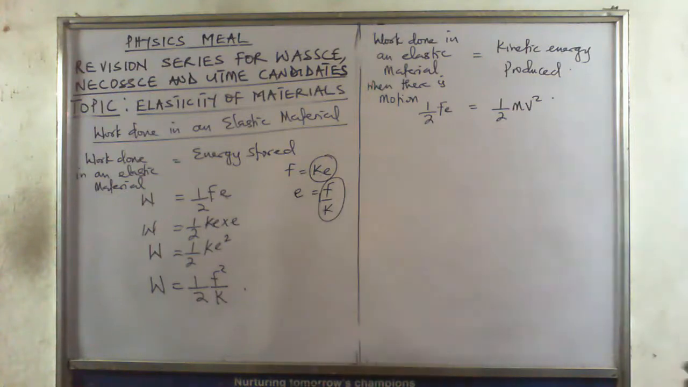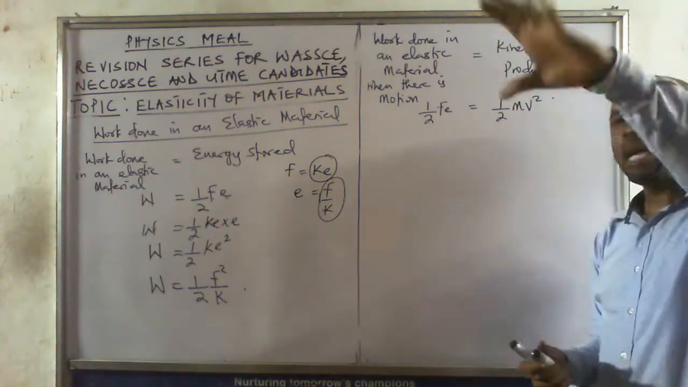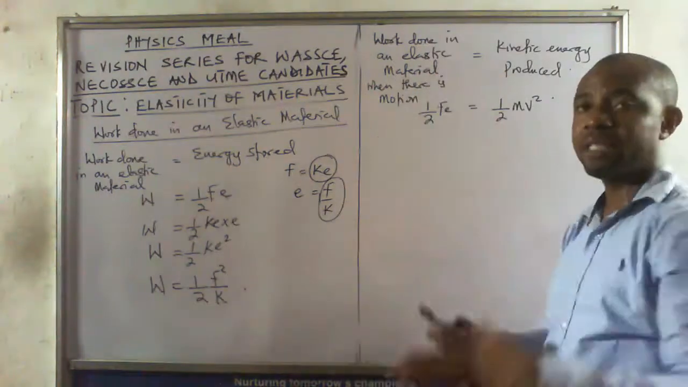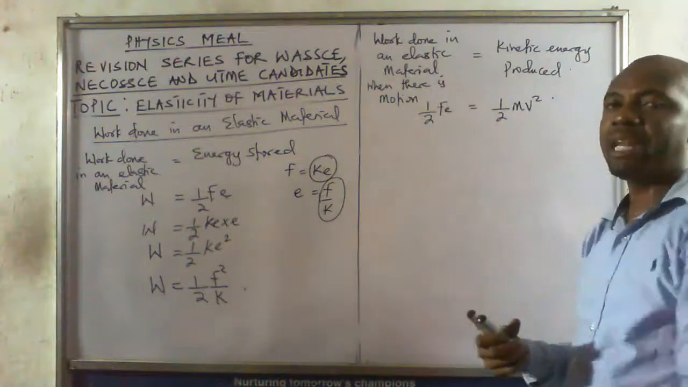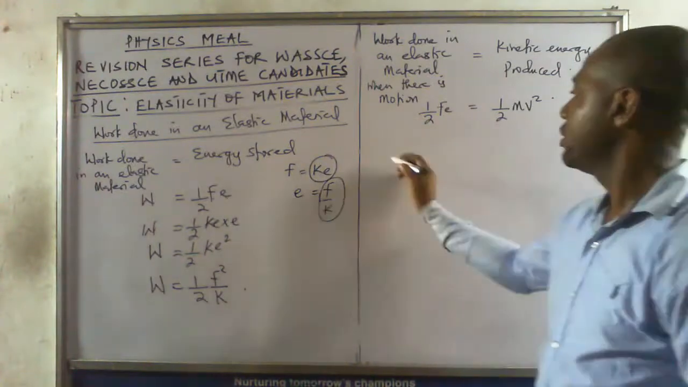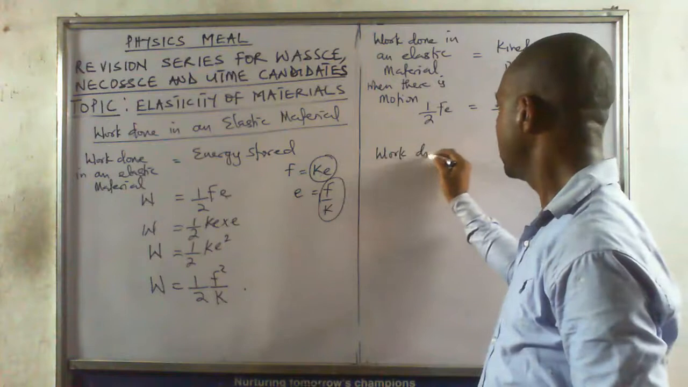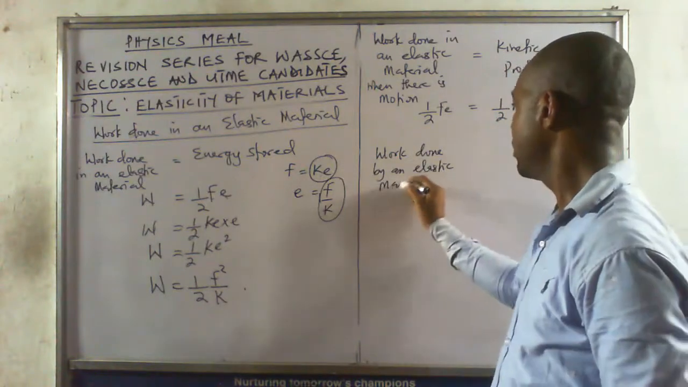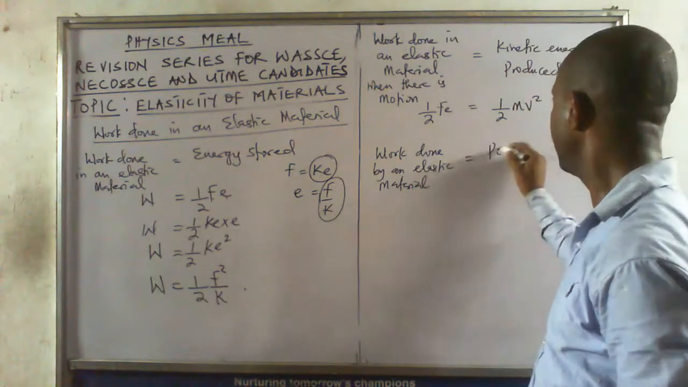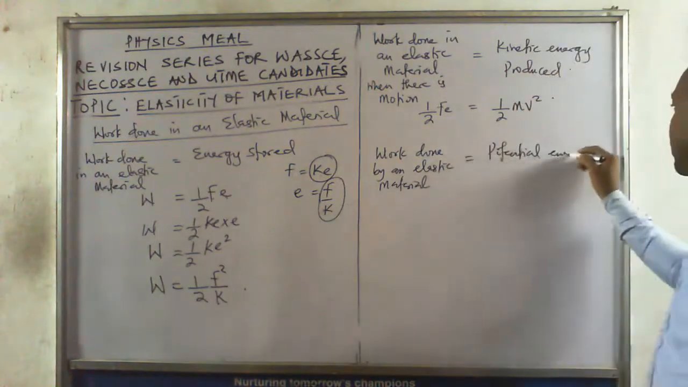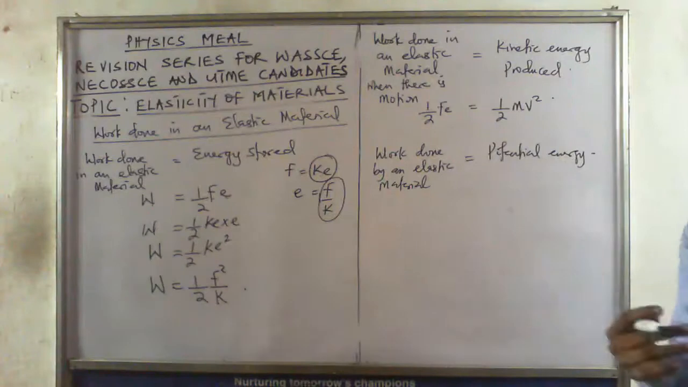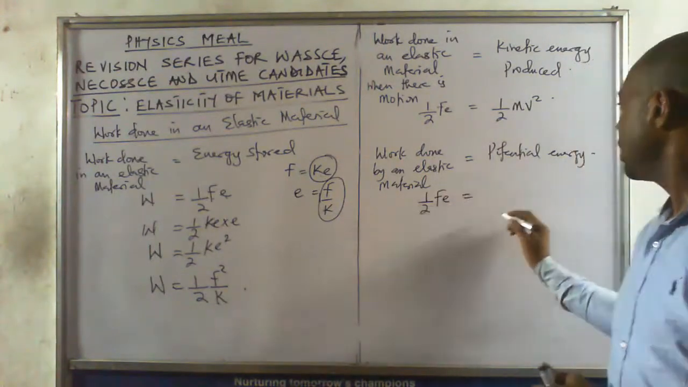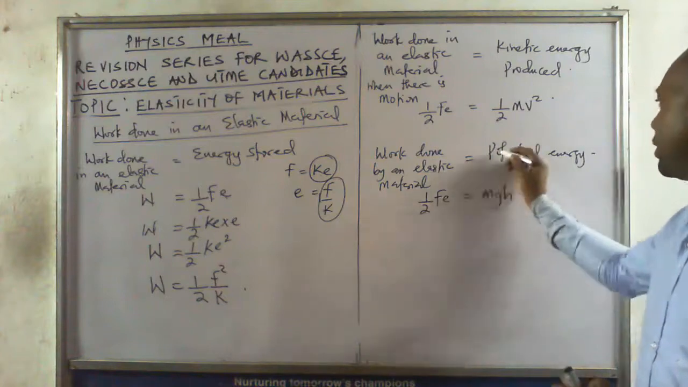So note this. Also, if maybe a body moved from a certain height and compressed a spring or compressed an elastic material, now the work done by an elastic material is also equal to the potential energy. In that case, from a certain height, that will give me half Fe is equal to mgh.